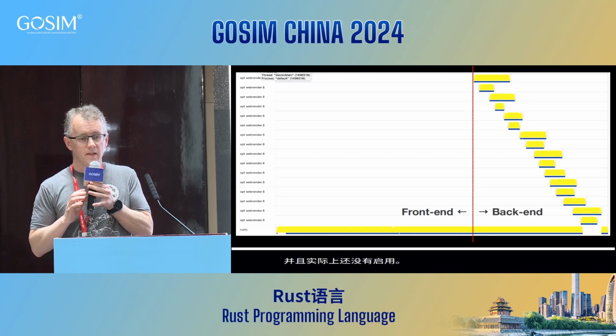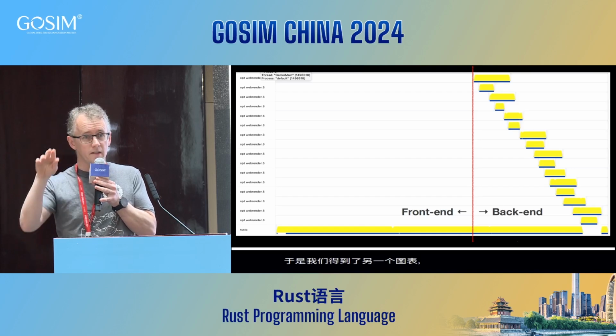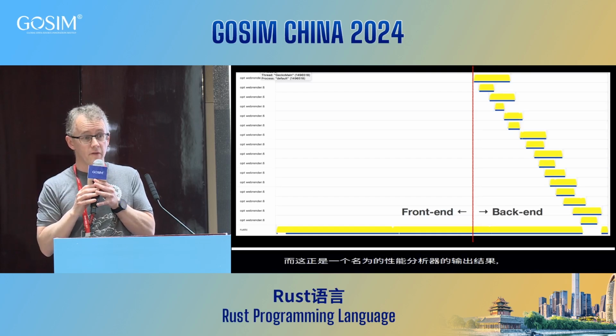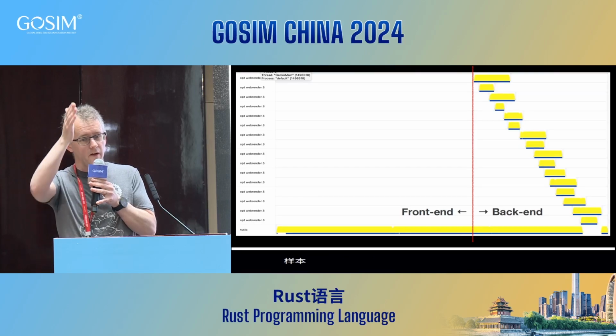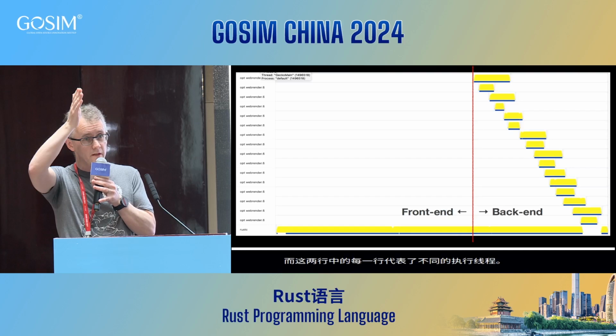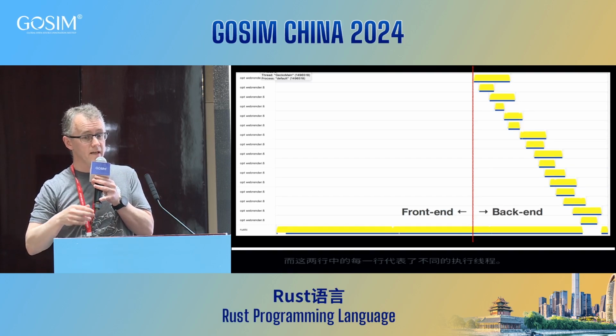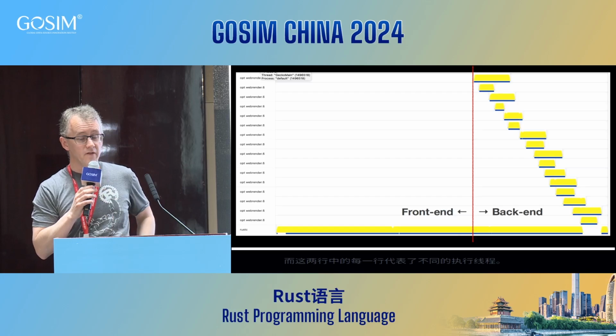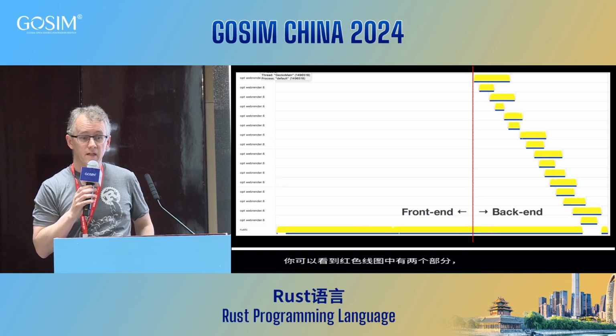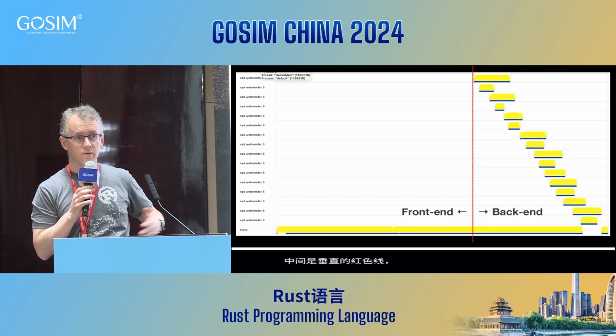Each of these horizontal lines represents a different thread of execution. And you can see there's two halves. I've added a vertical red line in the middle, and to the left of that line is the front end, and to the right of that line is the back end. At the very bottom we have the main thread, and in the front end, the main thread is doing all the work.